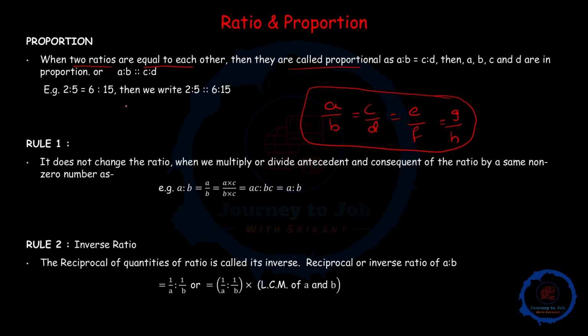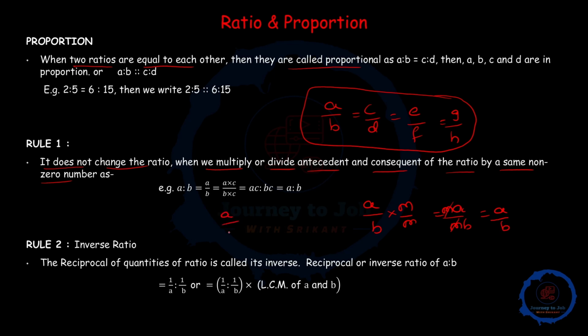Okay, next, we will see some rules. Now let's look at some rules. It does not change the ratio when we multiply or divide the antecedent and consequent of the ratio by some non-zero number. See, if a ratio is a by b, suppose we multiply and divide with m, it will become MA by MB. Absolutely, M will cancel and again you will get A by B only.